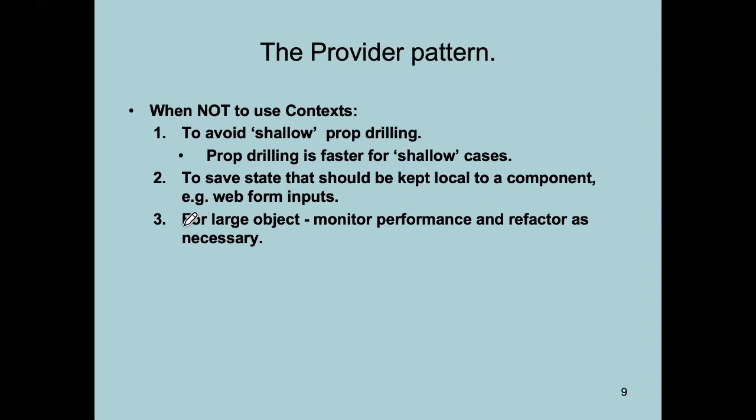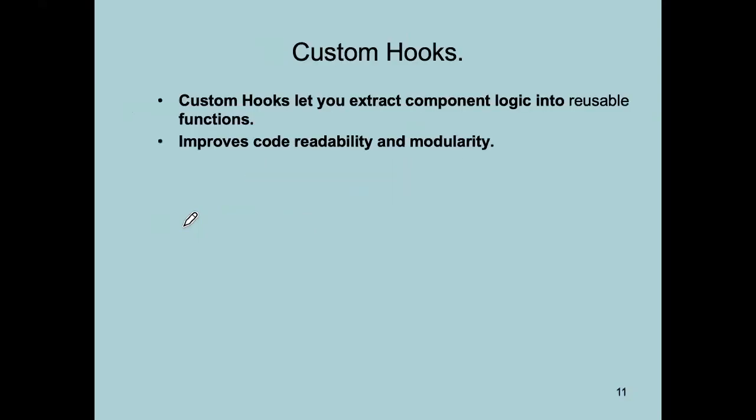The fourth case is if the actual objects that you're putting into the context construct are very large objects, then you should possibly reconsider putting those large objects into a context construct as well. As I said, you won't really need to worry about these things, but I'm just including that slide for completeness. Custom hooks, I'm not going to cover that today.